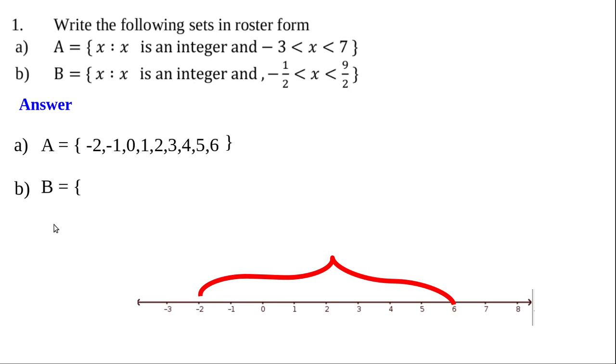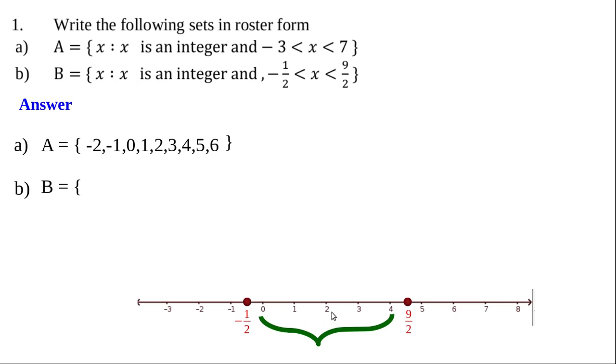Where is the location of negative 1 by 2 on the number line? The midpoint of 0 and minus 1 here. And where is the location of 9 by 2? That is 4.5, the midpoint of 4 and 5. Here is 9 by 2. We want to write all the integers in between these two numbers. Which are they? 0, 1, 2, 3 and 4. Write all the elements, separating the elements by commas and enclosed within brackets. This is called roster form.